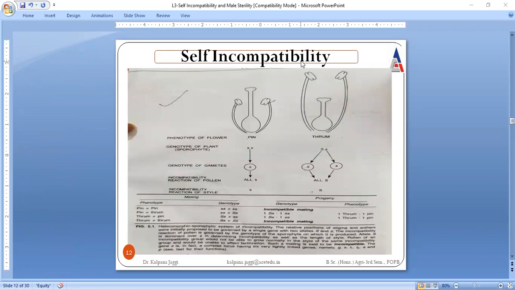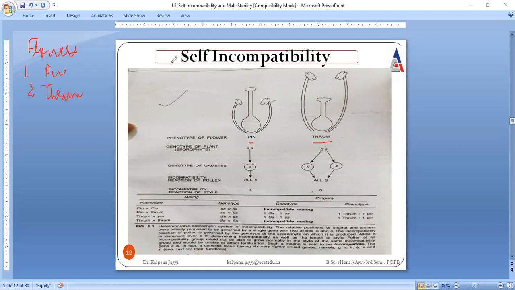Here we are talking about two types of flowers. The very first flower is said to be pin and the other flower is said to be thrum. So the first flower is pin and the second flower is thrum.